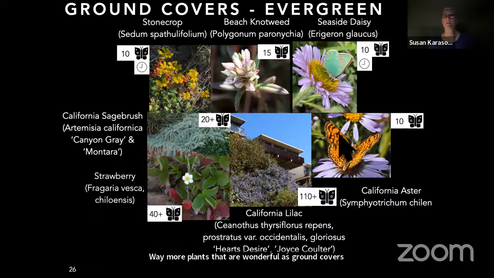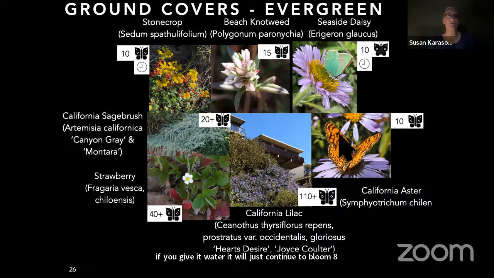So we've got seaside daisy, which is really great. It can handle a lot of different soils. Although it is a dune scrub plant, I've got it planted on clay. And if you give it water, it will just continue to bloom, 8 or 9 months' worth of bloom.